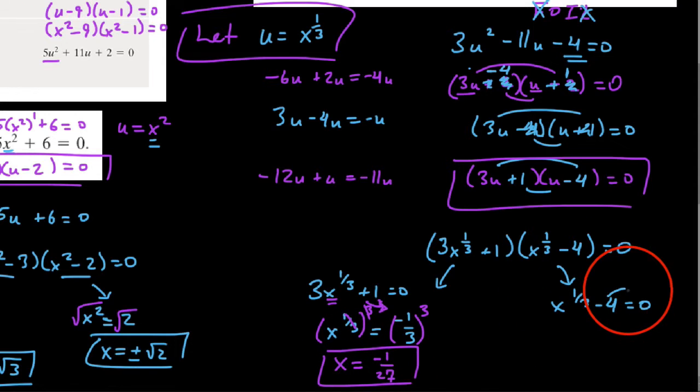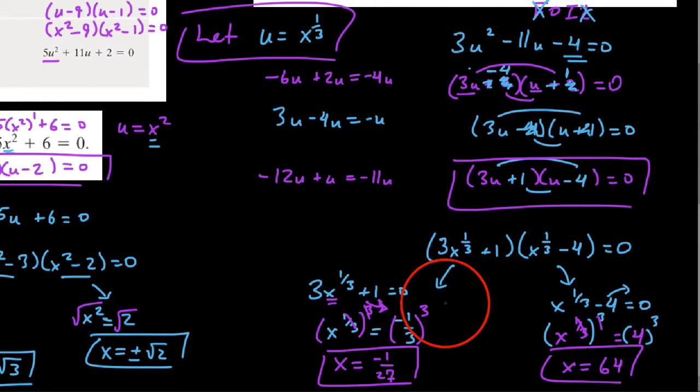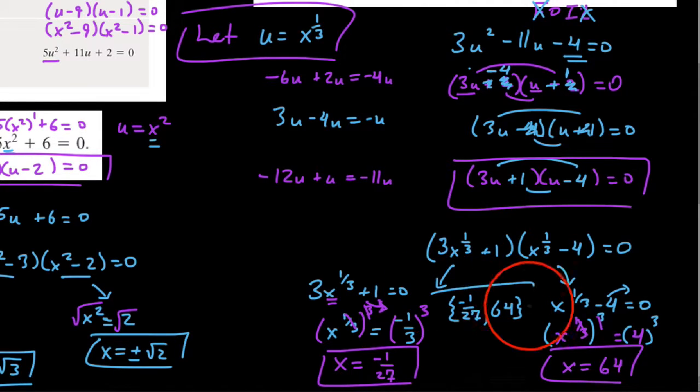Now looking over here, adding 4 to the right side, we get x to the 1/3 is equal to 4. And exponentiating both sides to the reciprocal power again, we get x to the first is equal to 4 to the 3rd power, which would give us 64. So the set of solutions here would be -1/27 and +64. Cheers.